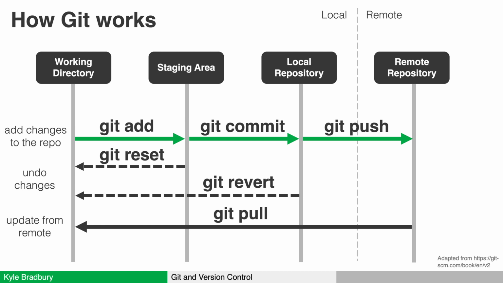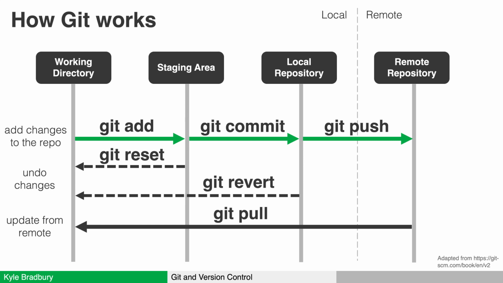So if you're working in a team environment, what you might want to do is before you start working on the project, run a git pull, get the latest changes, and then work from there so you're up to speed with what's the latest work that's been done there.